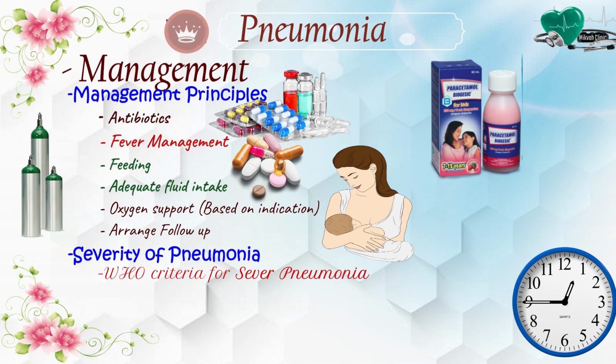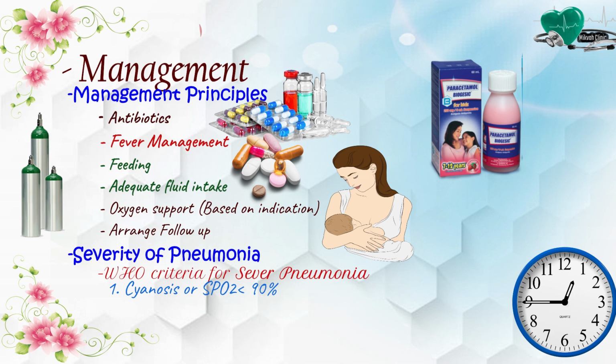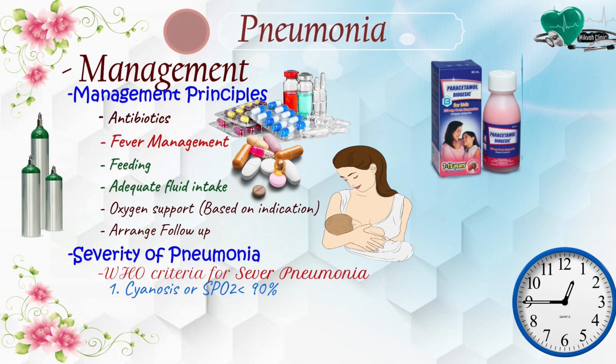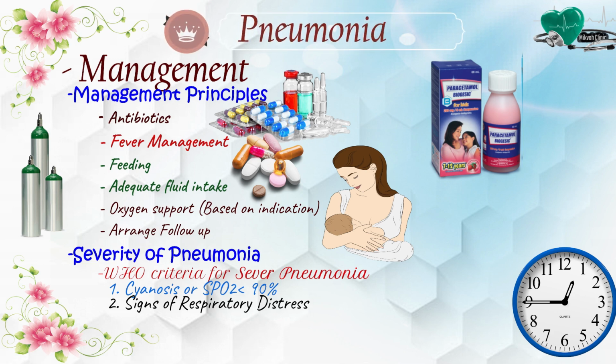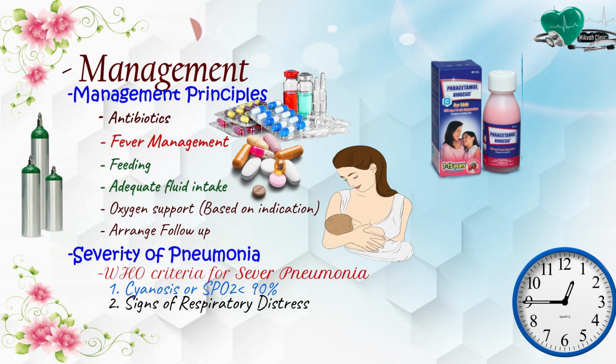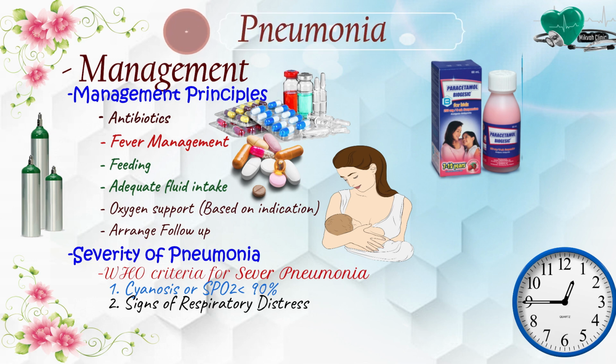What are the severity features of pneumonia? One is the finding that you get from your pulse oximetry, saturation. If the saturation is less than 90%, admit the child and immediately put him on oxygen. The other thing is the presence of respiratory distress features. What are those features? Nasal flaring, grunting, subcostal, intercostal retraction, head nodding and the like. So the respiratory distress features are one of the severity features.